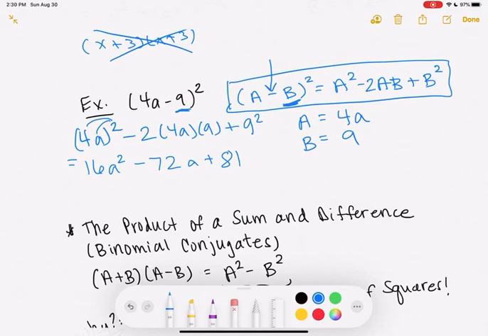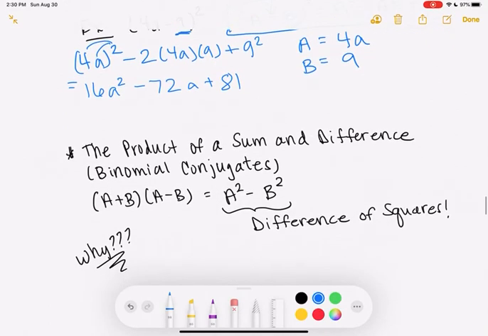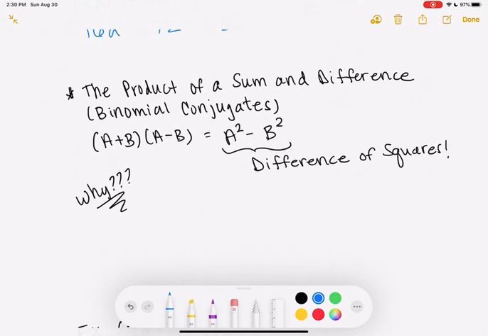All right, I think we just have one more to look at for today. This one is the product of a sum and difference, also known as binomial conjugates. This one says that if you have A plus B times the quantity A minus B, it's going to be A squared minus B squared. This is also known as the difference of squares, and you will see this so many times the rest of the quarter. This difference of squares will keep coming up in almost every section. Okay, it's super popular.